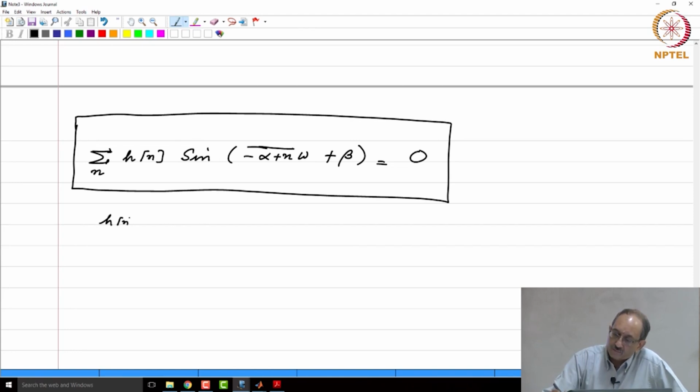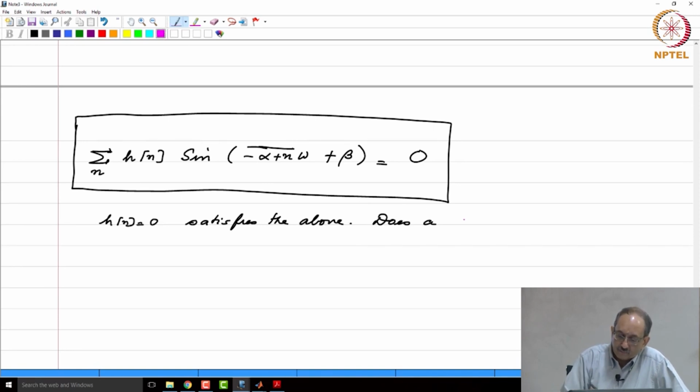So h of n equal to 0 satisfies the above. The question is, does a non-trivial solution exist?